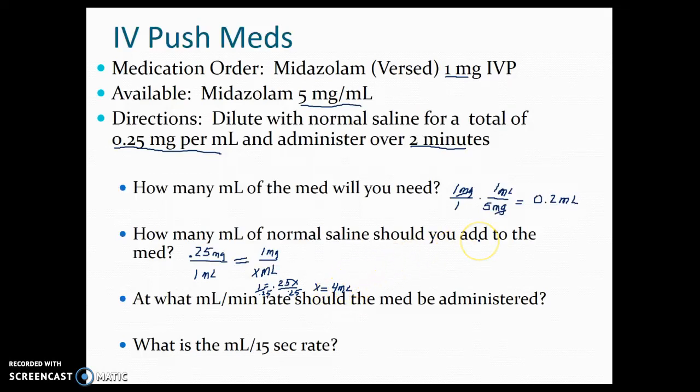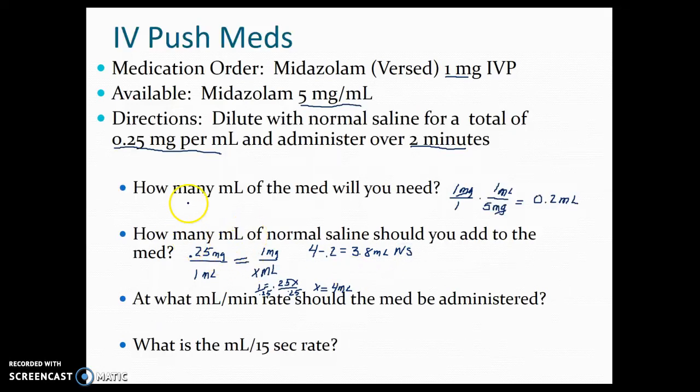However, up here I already calculated that 0.2 of those mLs should be the medication. So I'm going to take the 4 total and subtract out the 0.2 to find that I should have 3.8 mLs of the normal saline.